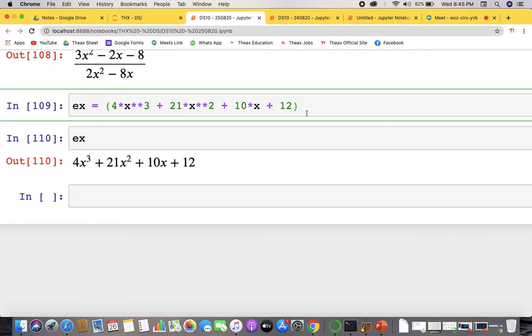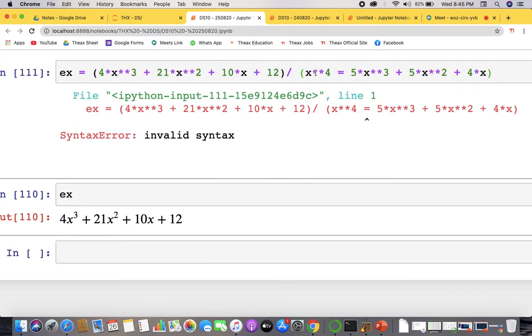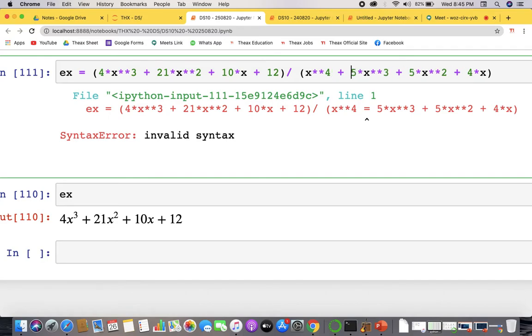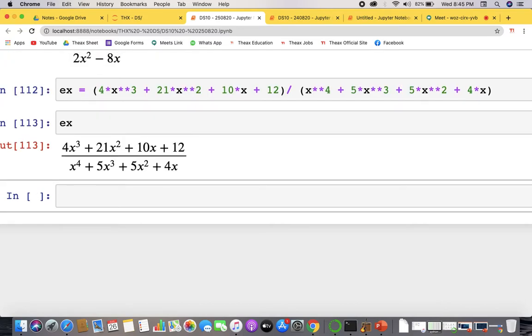So what we do is we'll divide it by something else. Let it be x to the power of 4 plus 5x cubed plus 5x square, and then 4x. So the expression would be 4x cubed plus 21x square plus 10x plus 12, divided by x to the power of 4 plus 5x cubed plus 5x square plus 4x. Fine. So this is your function, right?